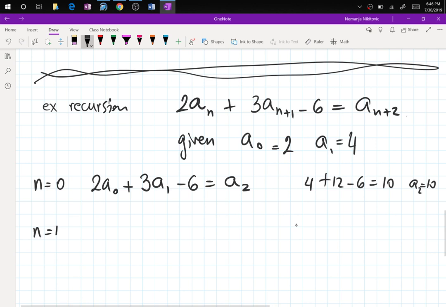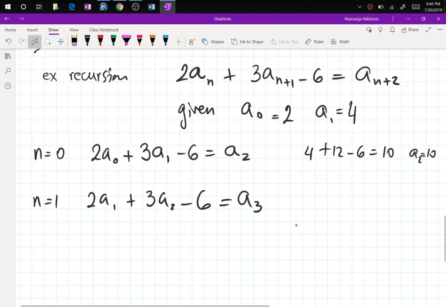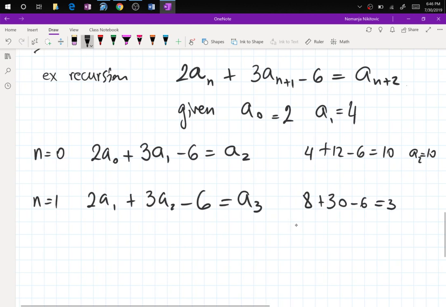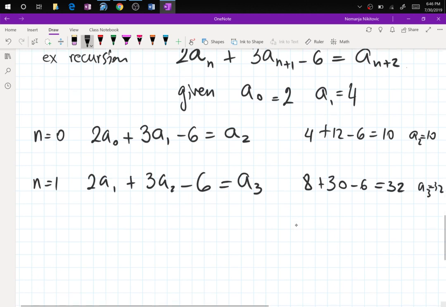Now, when n is equal to 1, you have 2a1 plus 3a2 minus 6 is equal to a3. Hey, you just calculated a2. You have a1, you calculated a2. Well, plug them in and come up with a3. So a1 is 4 times 2 is 8 plus 3 times 10 is 30 minus 6 get 32. So a3 is 32.